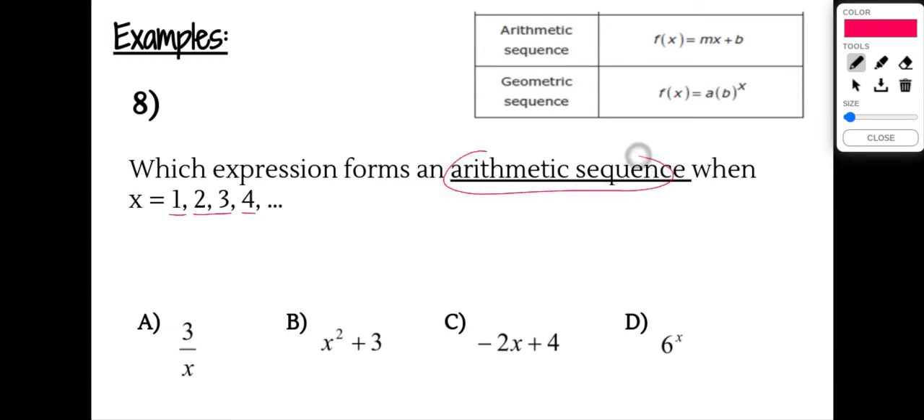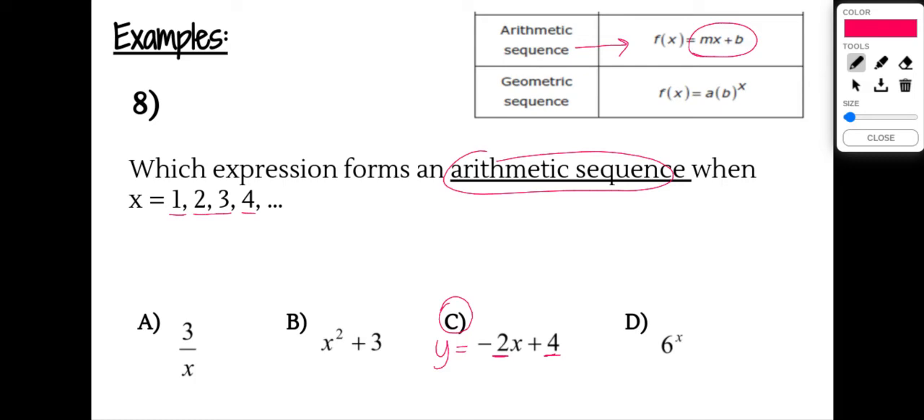We're looking for arithmetic sequence. Look at your formula sheet. All arithmetic sequences are linear. So mx plus b. Take a look at your answer choices. Which one is the only one of the expressions that looks like that? Yeah, it's C. Look at this. If I put y equals, there's your mx plus b. Right there. It's the only one. So right there, the formula sheet pretty much gives it away for you.